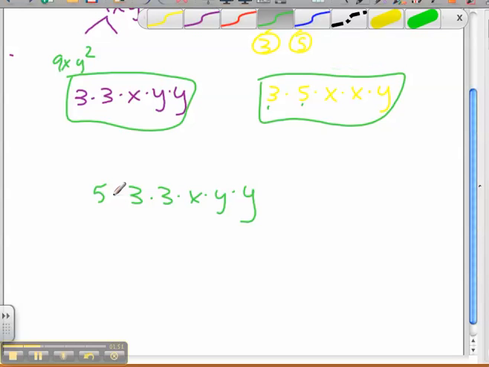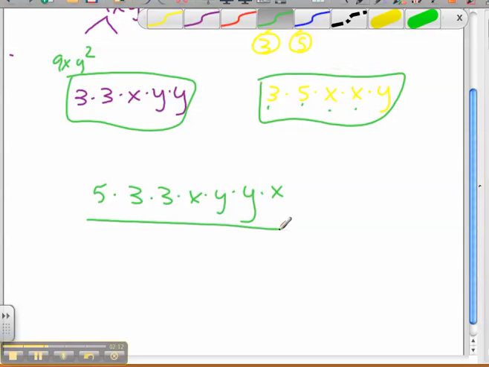I need an x. Do I have an x? Okay, but I need another x. Do I have another x? No, so I need to add another x down here. Okay. I also need a y. Do I have a y down there? Yes. Okay, so now I can make both of these numbers from what I have down here.